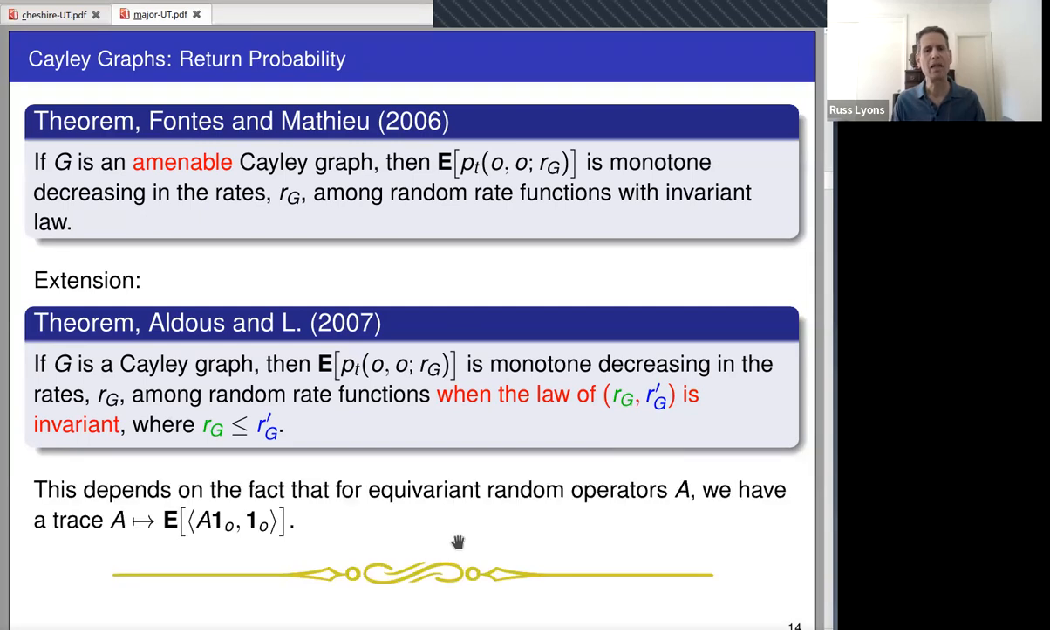How is it proved? It's again like the theorem of Brown, that for equivariant random operators, I won't say what that means, we have a trace, which is like before, you do this simple thing, and then you take the expectation. Okay, so that is the end of the discussion of this question. So are there any questions about my discussion?